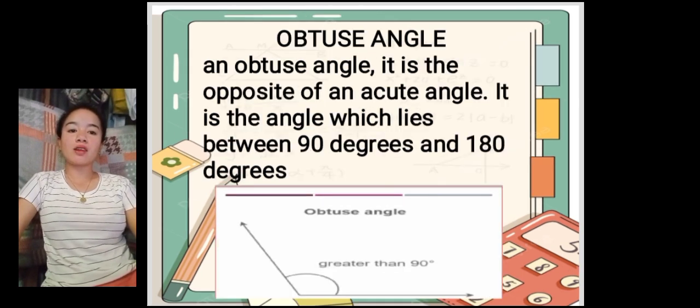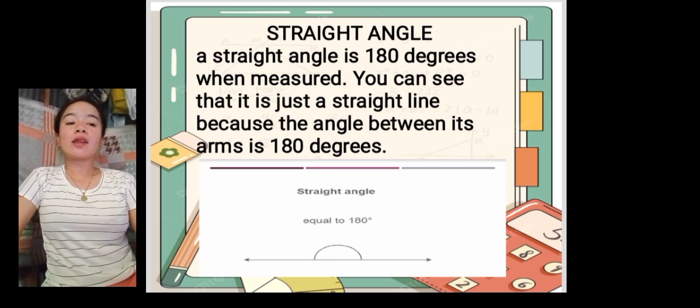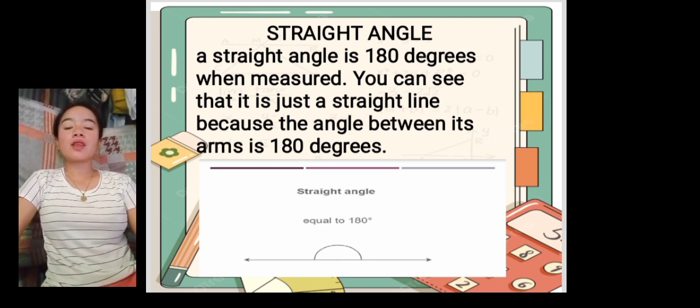Next one is obtuse angle. An obtuse angle, it is the opposite of an acute angle. It is the angle which lies between 90 degrees and 180 degrees. So here also the examples. When we say obtuse angles, it is greater than 90 degrees. Next one is straight angle. A straight angle is 180 degrees when measured. You can see that it is just a straight line because the angle between its arms is 180 degrees.